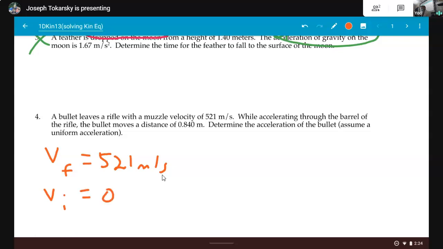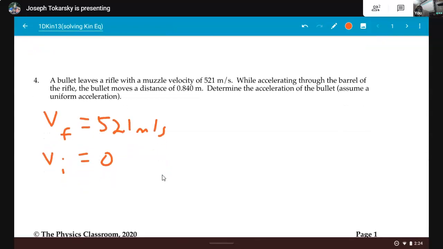Start from rest and then pull the trigger, it gets up to 521 meters per second. What's the acceleration through the barrel? So we want to find A. If it moves a D of 0.84 meters, that would be the length of the barrel.